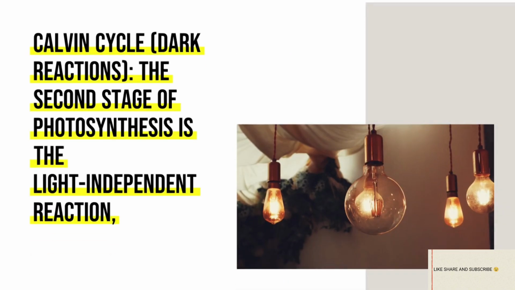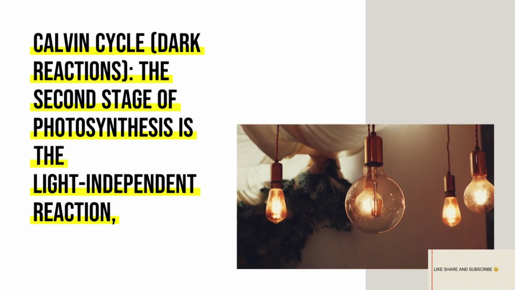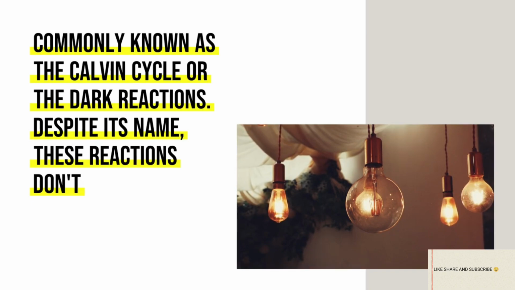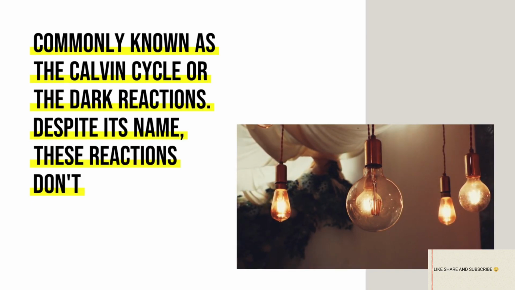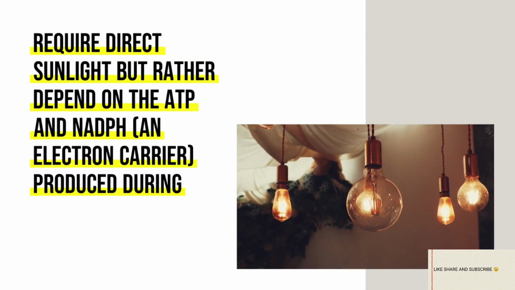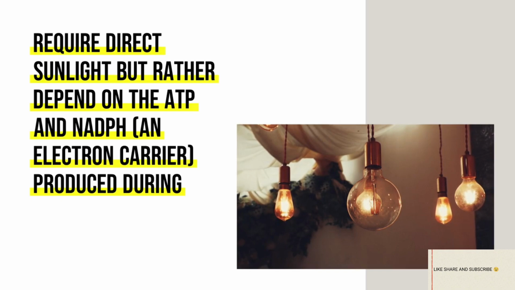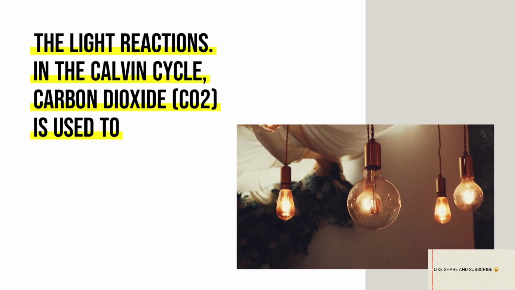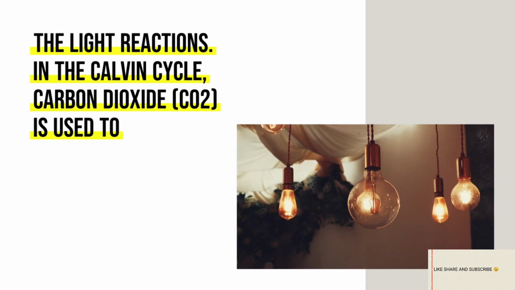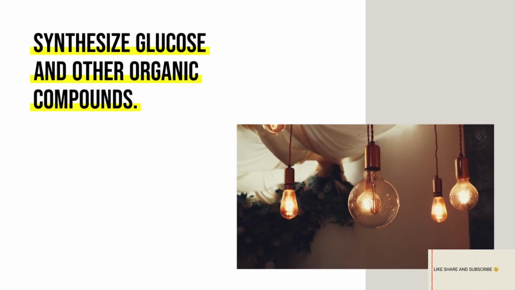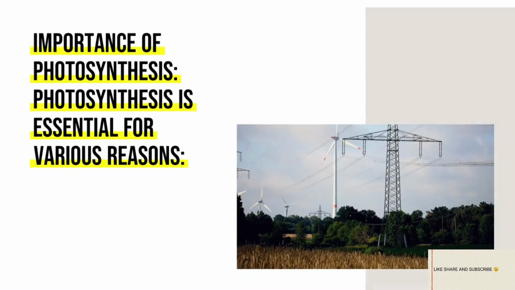Calvin cycle, dark reactions. The second stage of photosynthesis is the light-independent reaction, commonly known as the Calvin cycle or the dark reactions. Despite its name, these reactions don't require direct sunlight but rather depend on the ATP and NADPH, an electron carrier, produced during the light reactions. In the Calvin cycle, carbon dioxide, CO2, is used to synthesize glucose and other organic compounds.